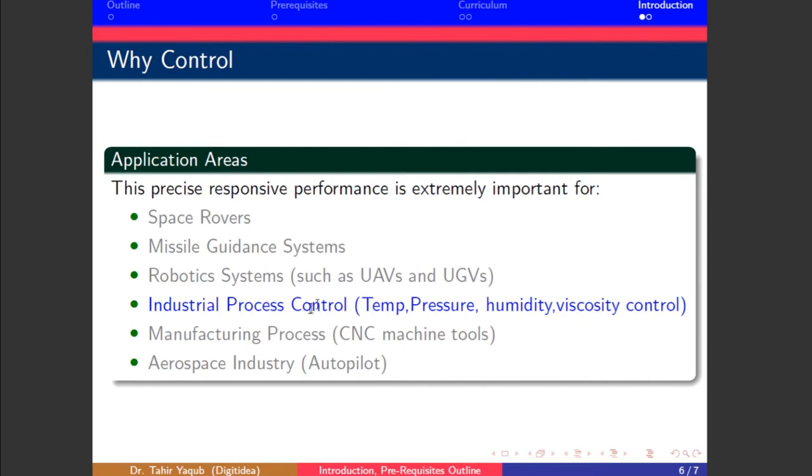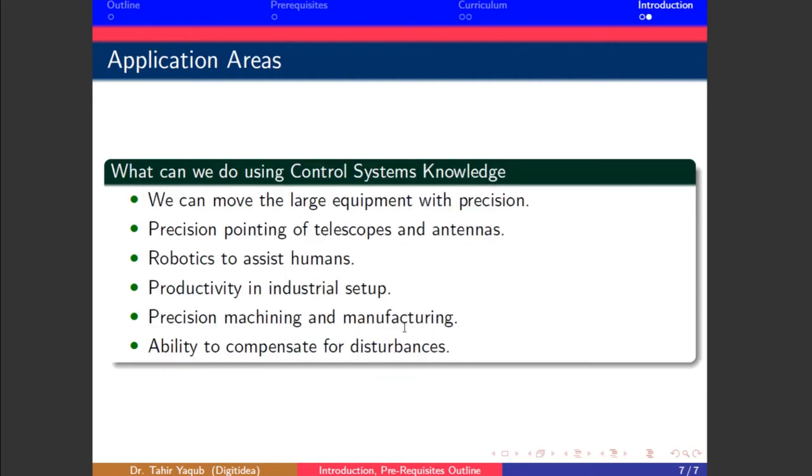So this is a major application, and most control engineers will get jobs in this area, hopefully. Then manufacturing processes: CNC machines, computerized numeric control machines, are used for the machining of mechanical parts. So you might be repairing these machines or doing maintenance for them. Then the aerospace industry is another application area. What kind of activities do you do? So these are some of the things you might be doing.